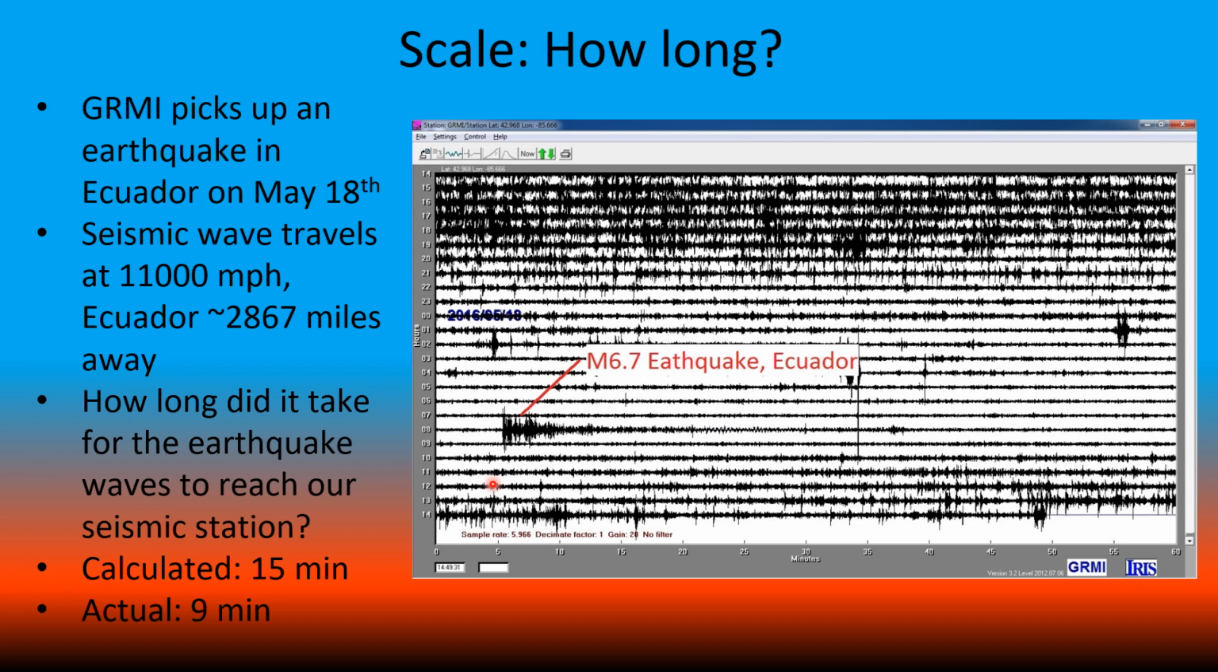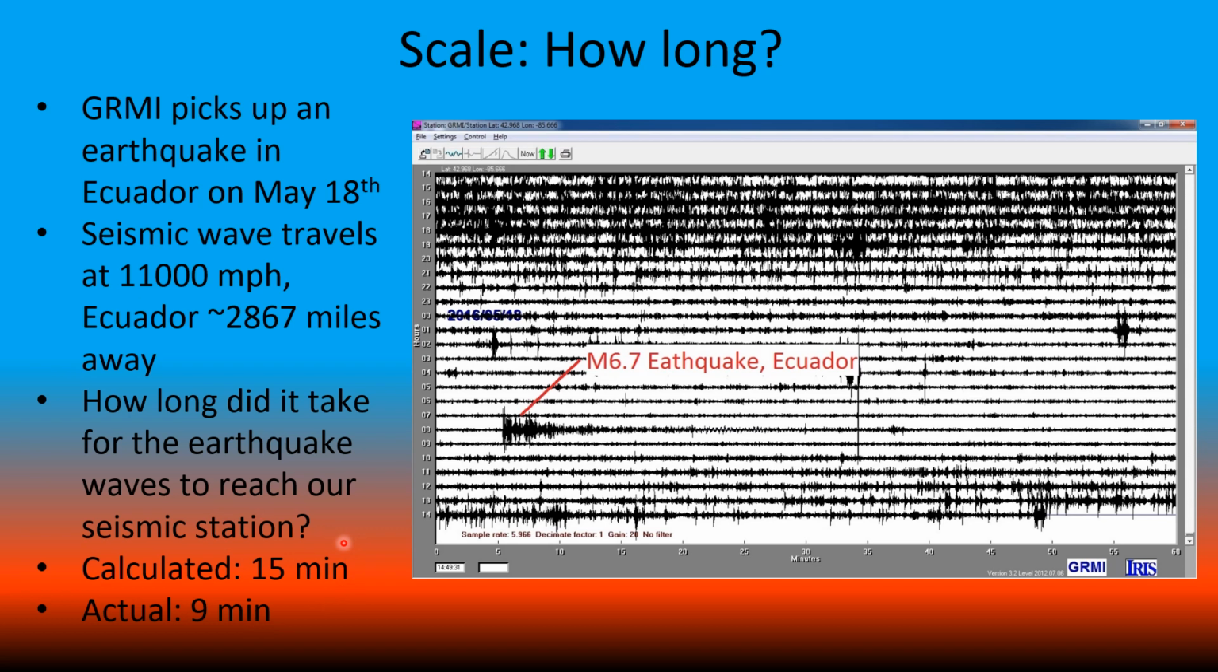And if we know that seismic waves travel at about 1,100 miles per hour, and these are the P waves, basically, and Ecuador is 2,867 miles away, we can figure out how long it took just by dividing these things, how long it took for the earthquake to reach our seismic station. And if you calculate it, it's about 15 minutes. But in actuality, it was 9 minutes. And we know that because we can go on to a database that monitors all earthquakes on the planet, and we can see exactly when that earthquake happened, and we can see exactly when our seismometer picked it up, and it was actually 9 minutes, not 15.